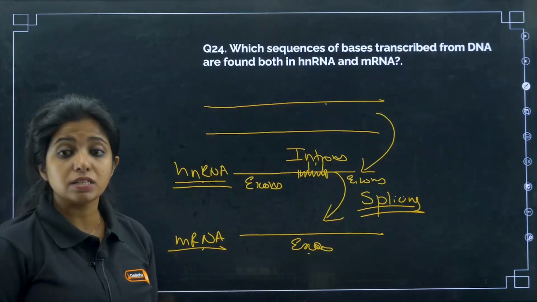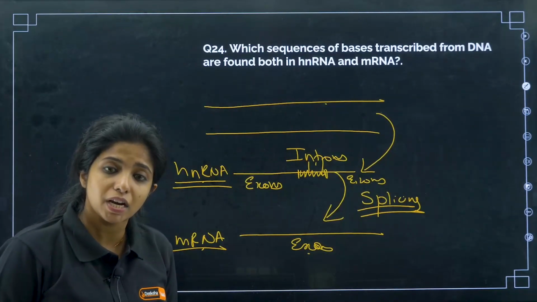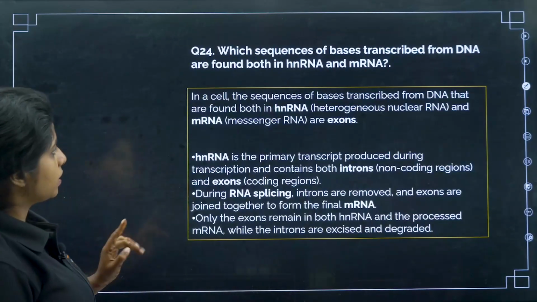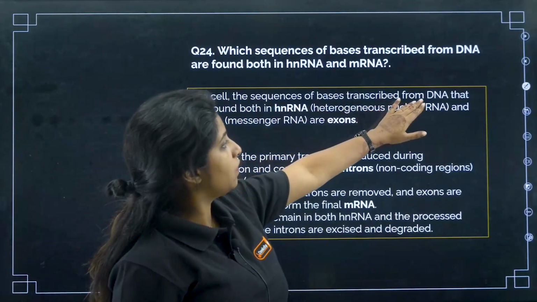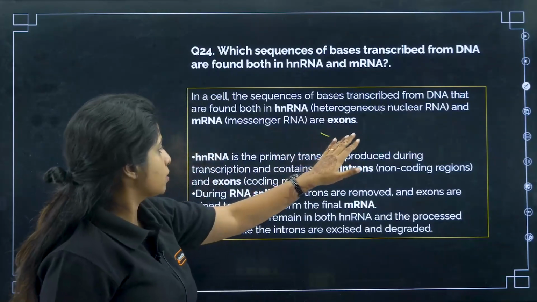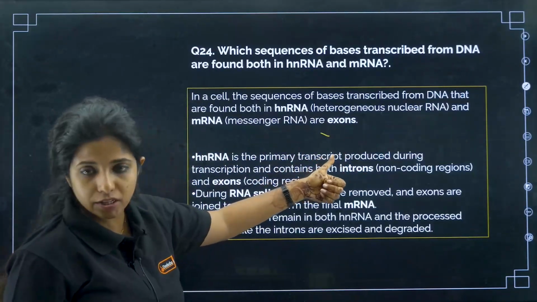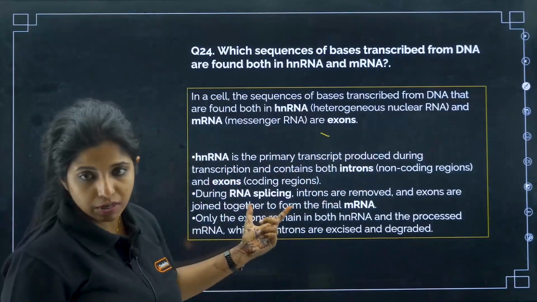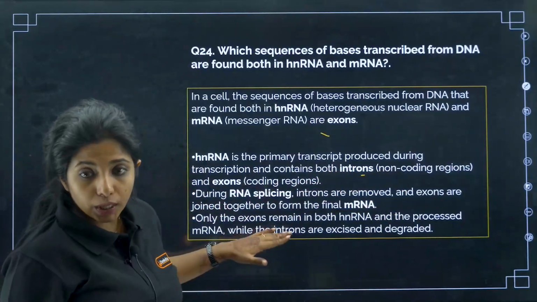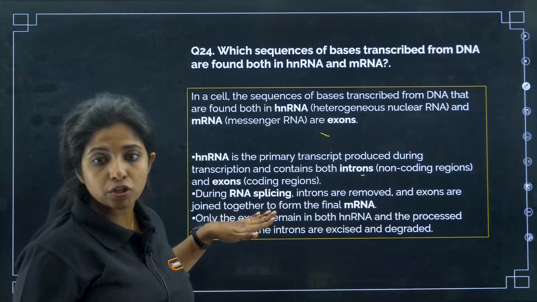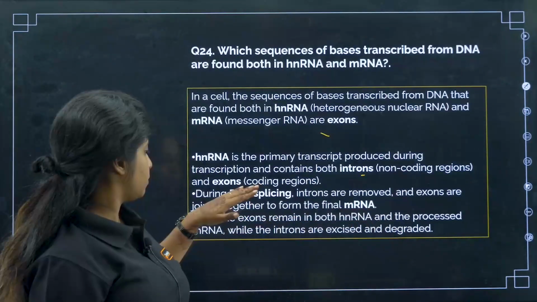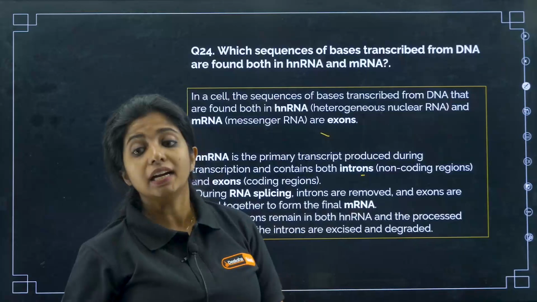So which sequence of bases transcribed from DNA are found both in hnRNA and mRNA? It will be exons. So in a cell, the sequences of bases transcribed from DNA that are found both in hnRNA and mRNA are exons. hnRNA is the primary transcript, the first transcript produced during transcription, and contains both the introns, that is non-coding regions, and exons. During RNA splicing, introns are removed and exons are joined together to form the final mRNA. Only exons remain in both hnRNA and the processed mRNA, while introns are excised and degraded.